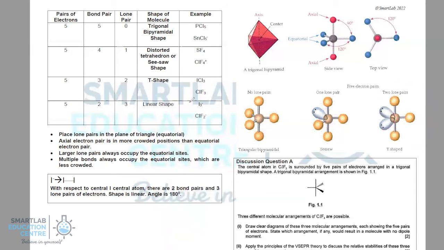Last but not least, if you look at I3-, in the case of I3-, there's actually a dative bond. A dative bond is considered as a bond pair, along with another single covalent bond. So there are 2 bond pairs, and in the case of iodine, it has 6 unbonded electrons. So you end up with 3 lone pairs and 2 bond pairs. And with that, we know that all the lone pairs will reside at the equatorial side, giving rise to the linear shape.